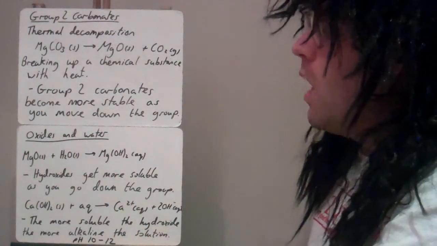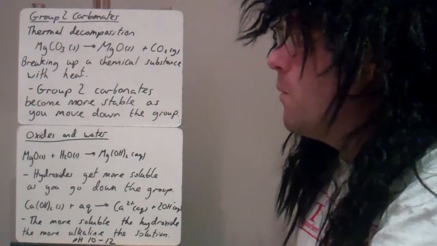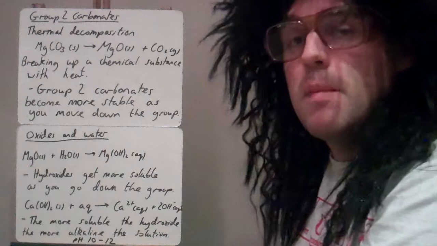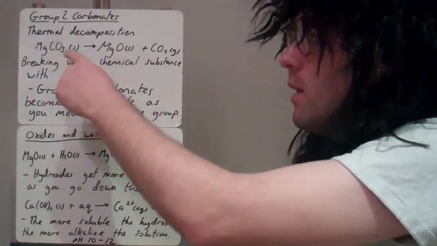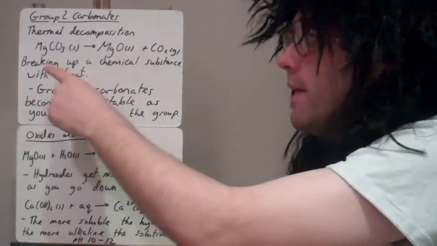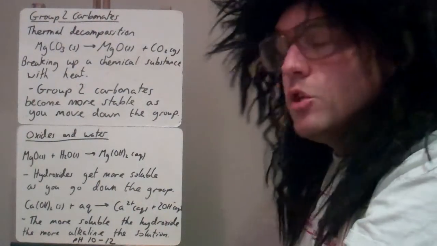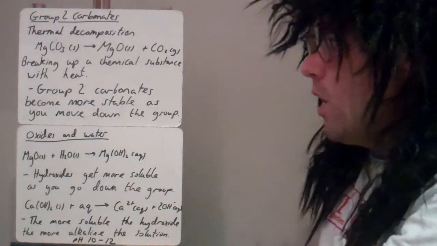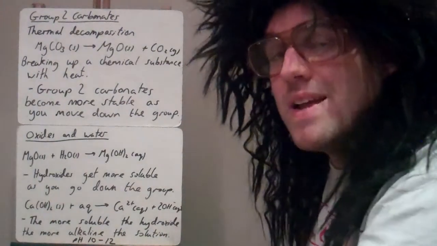Okay, group 2 carbonates. Group 2 carbonates we heat and they decompose, and that's called thermal decomposition. So it's breaking up of a chemical substance using heat. So we've got magnesium carbonate, break it down to magnesium oxide and carbon dioxide. So any group 2 carbonate will break down into its oxide and carbon dioxide. As you go down the group 2 carbonates become more stable as you move down the group. So you use more and more heat to break them up.